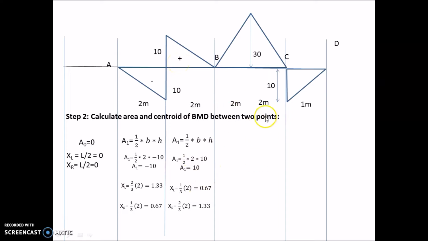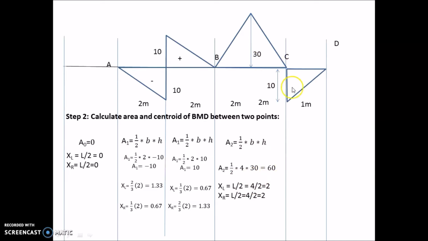Now coming to the span BC, area is half base into height. So here base is 4 and height is 30. So my area will become half into 4 into 30, that is 60. And coming to XL, it will be at the center, since it is a point load acting at the center. XL value will be at the center, and the same for XR also, that is 4/2, that is 2.